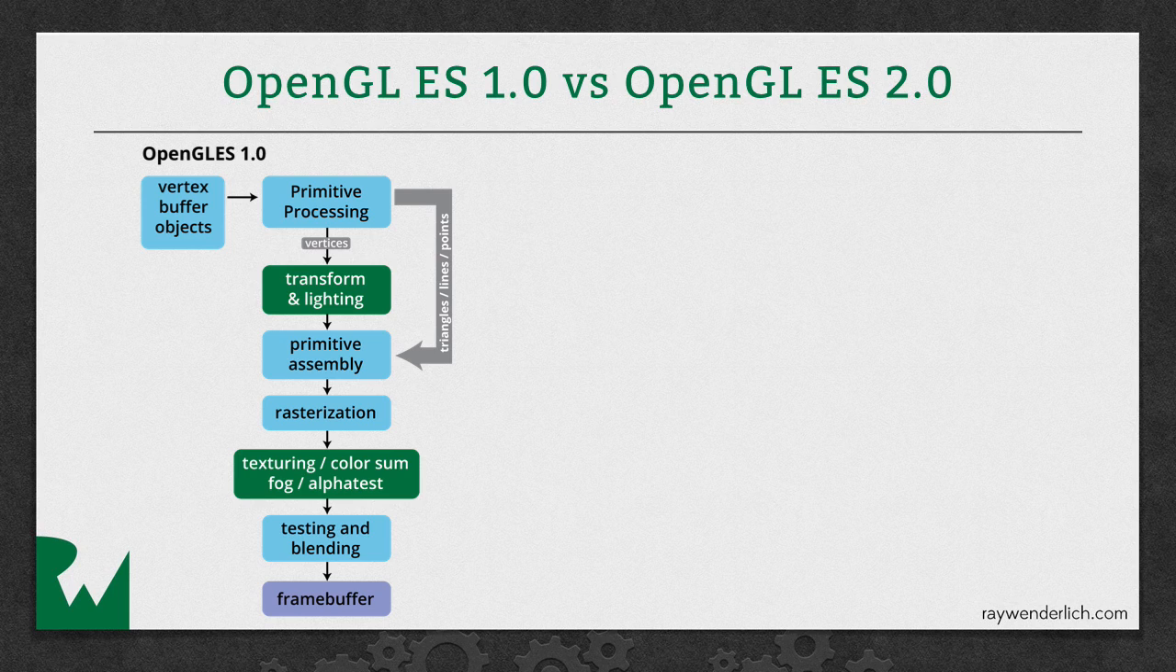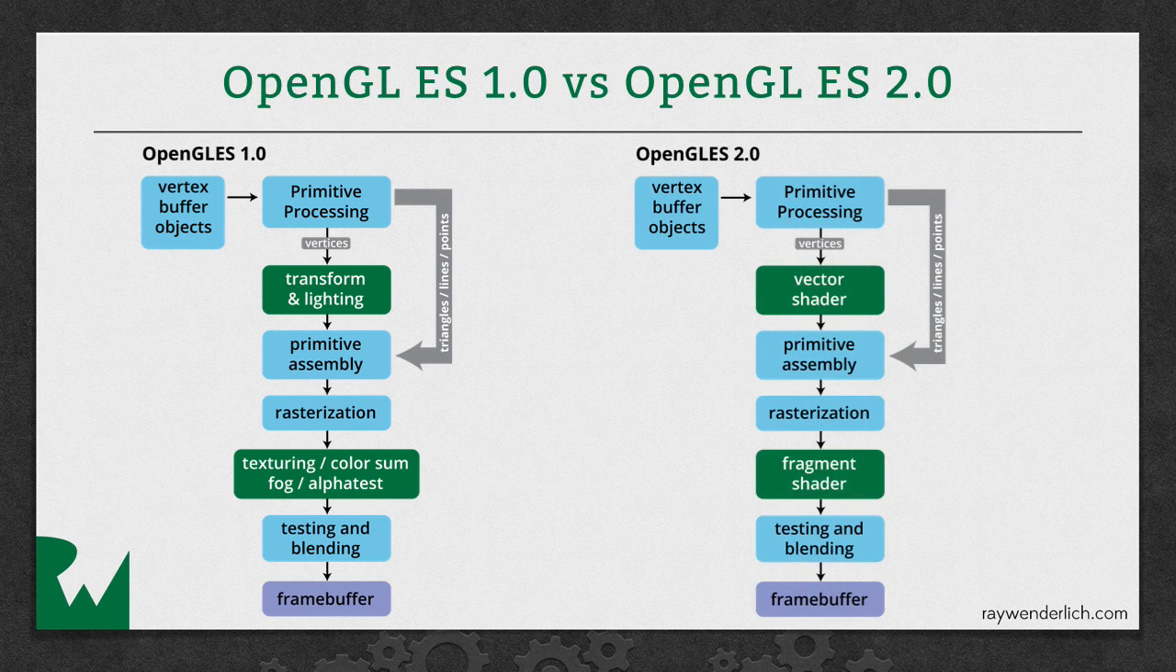When OpenGL ES 2.0 came out, there was a major change. You'll see here that the pipeline looks very similar in the blue and the purple boxes. However, the green box has completely changed. In OpenGL ES 2.0, they took out all of those functions that were built in, those fixed functions. And instead, they've introduced a programmable pipeline.